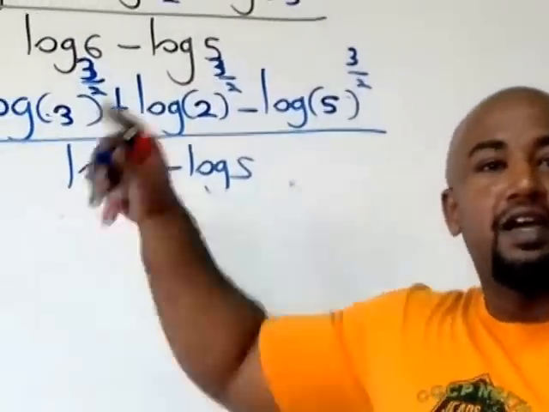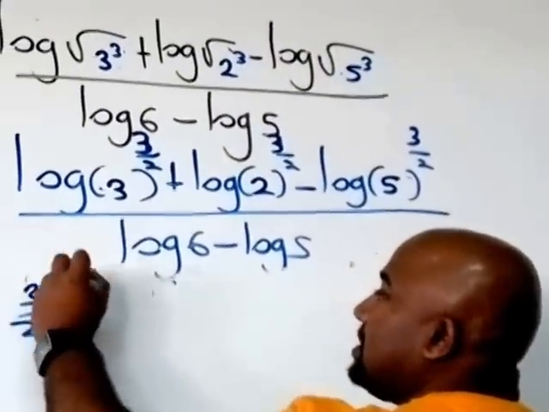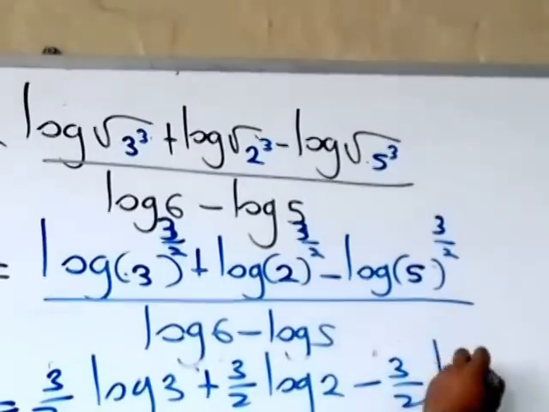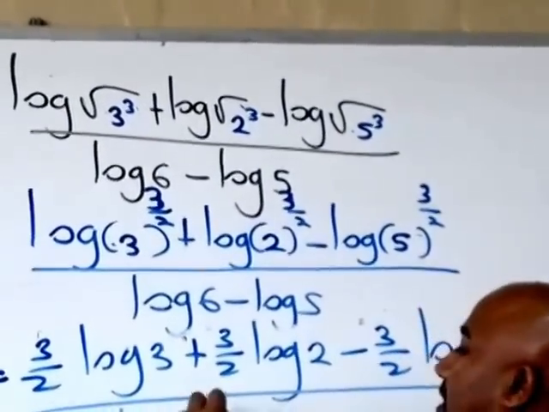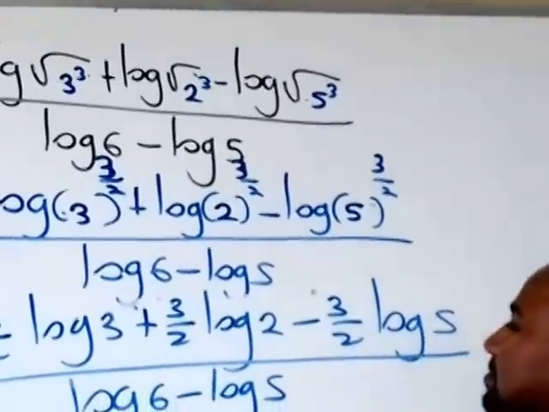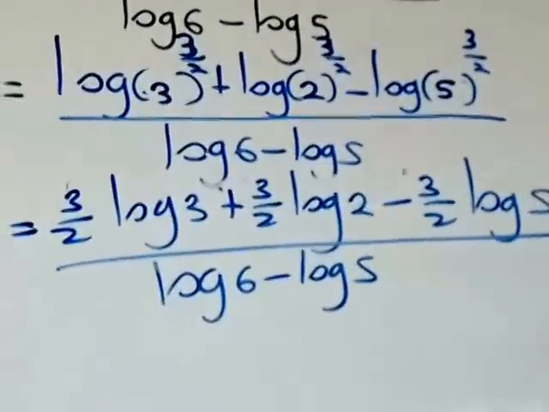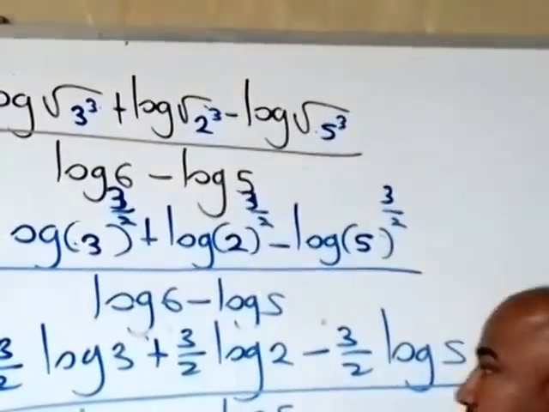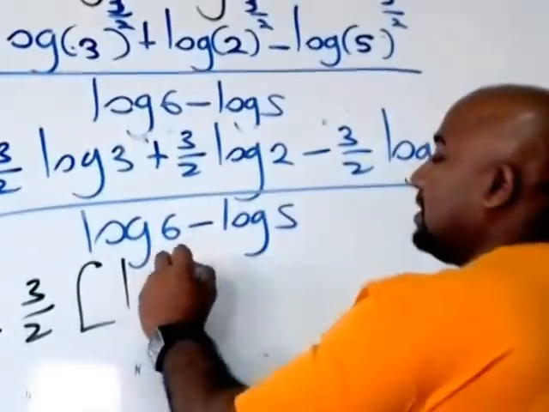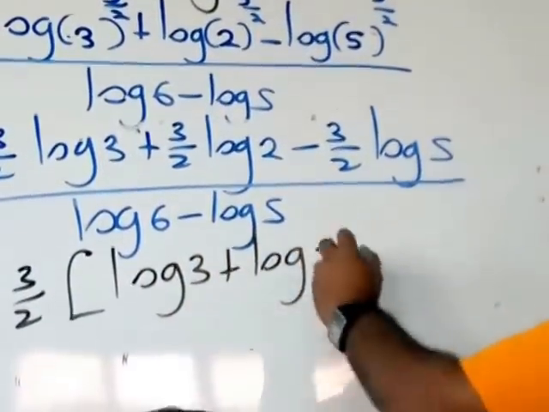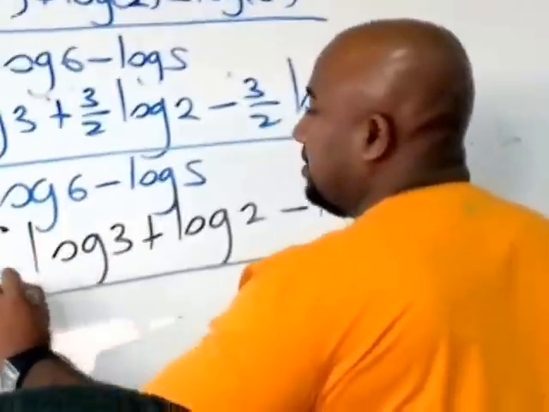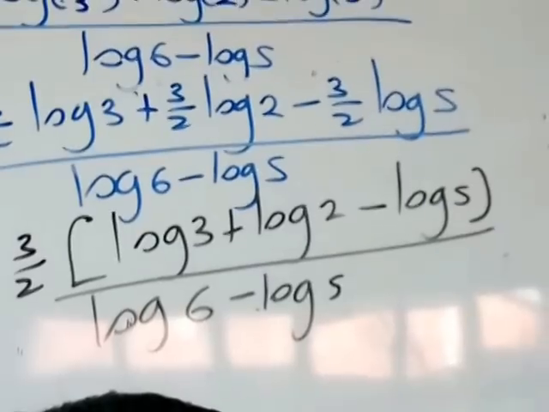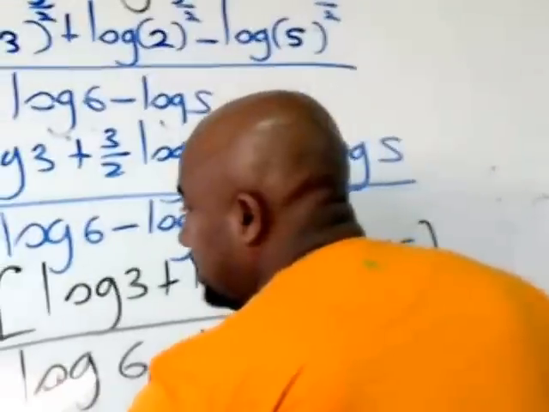Now what I can do is, I can bring down my exponents, which is 3 over 2 log 3 plus 3 over 2 log 2 minus 3 over 2 log 5 all divided by log 6 minus log 5. Right, now I can take out my common factor. Can you see the common factor here? It's 3 over 2. So if I take it out, I am left with log 3 plus log 2 minus log 5 all divided by log 6 minus log 5, which is equal to 3 over 2.